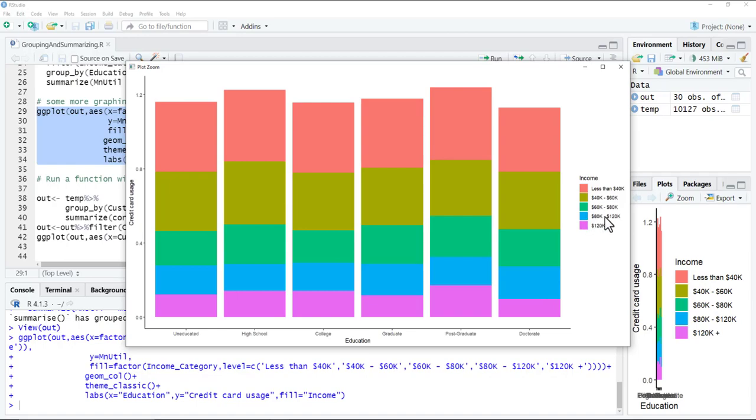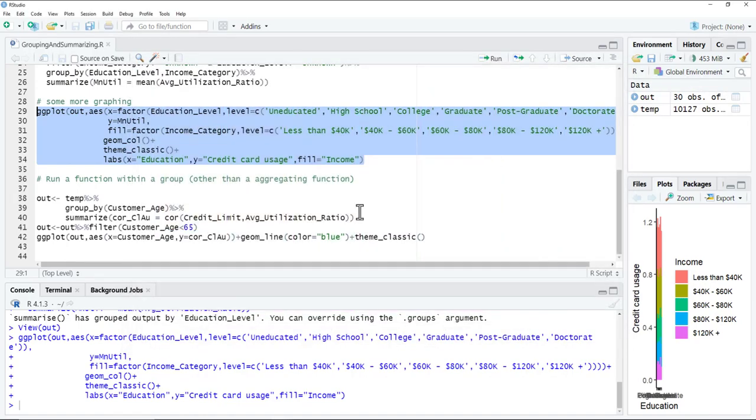Those that make a little less, right? So 60 to 80,000, they sort of have about the same level across all education levels. Those that are making the least amount of money use the credit card the most. So a couple of interesting things, and the education level overall doesn't seem to matter that much. So a little bit of fun there.